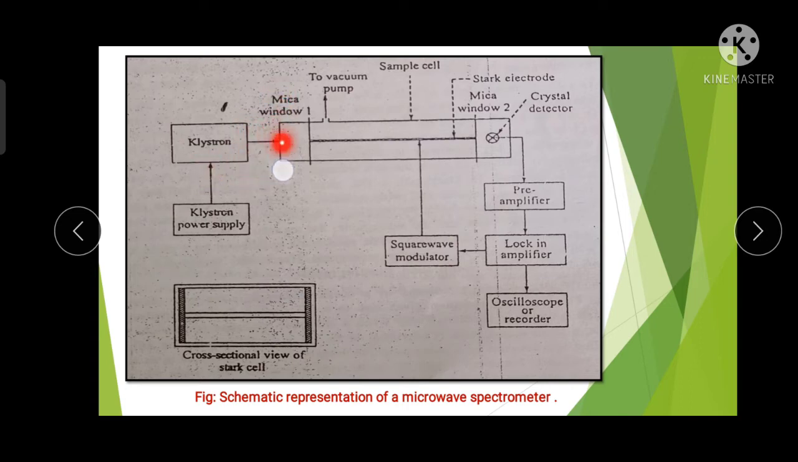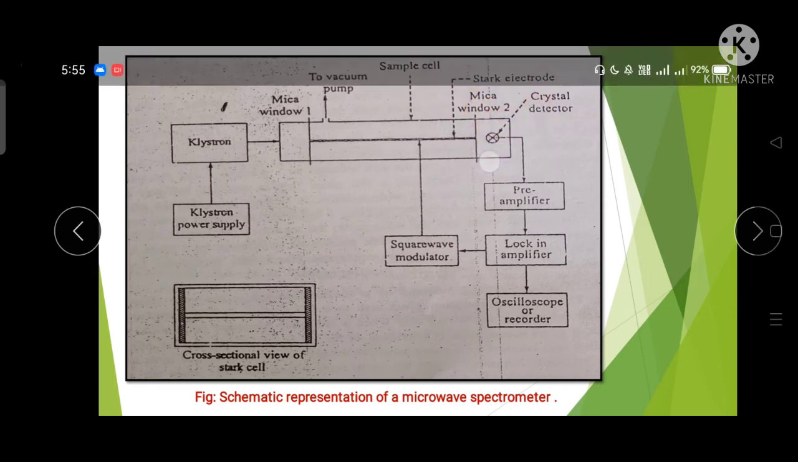After emission of the microwave radiation from this source, the radiation enters this tube, which is a waveguide, through this side, and then passes through the mica window and into the sample cell. There is an interaction between the microwave radiation and the particular sample placed in the cavity, and all this interaction happens in the presence of vacuum.